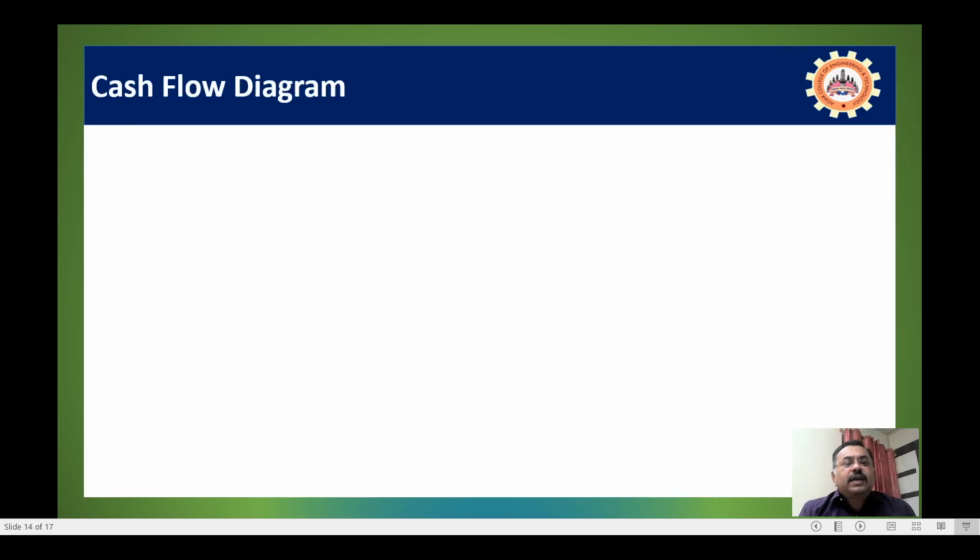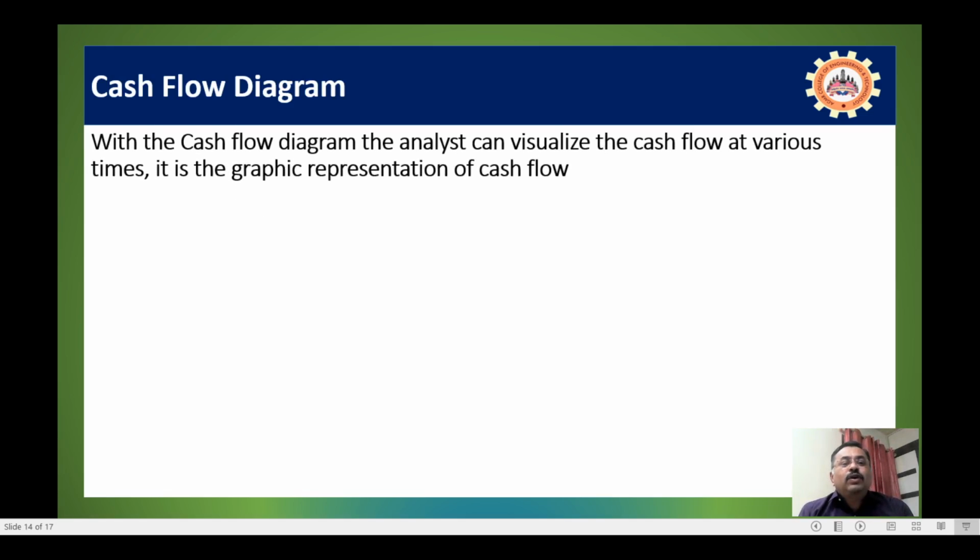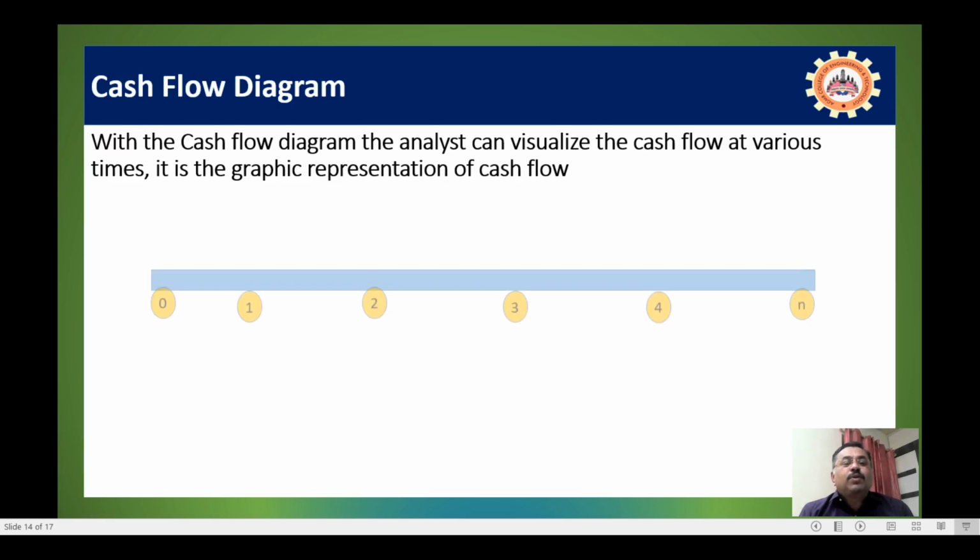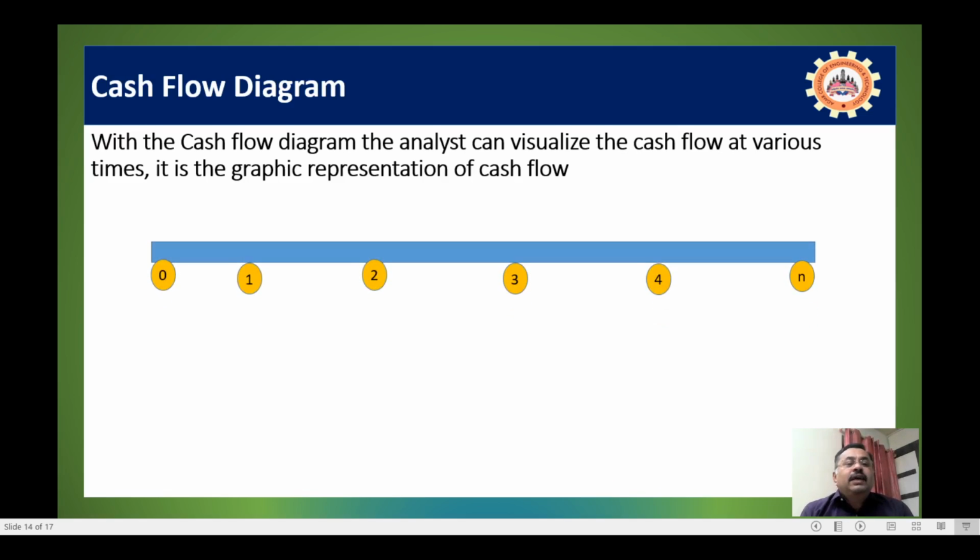Let us see the cash flow diagram, because this is one of the most important things that you should understand with respect to the interest rate. Without understanding the cash flow diagram, it will be difficult for you to analyze the problem perfectly. With the cash flow diagram, the analyst can visualize the cash flow at various time periods graphically, that is a representation of the cash flow.